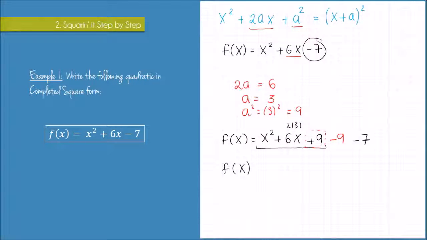So that means we can take this perfect square here and express it in this form, the x plus a, to be squared form, because we know our a is 3. So this portion of the function here is just x plus 3, to be squared. And now what we do is we just add the constants at the end. So we've got minus 9, take away another 7, which gives us minus 16. And now our function is written in perfect square form.